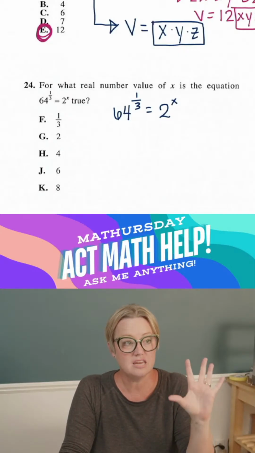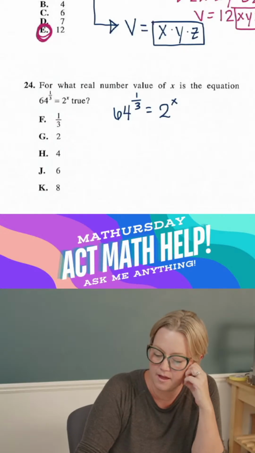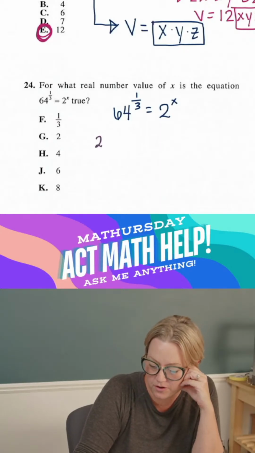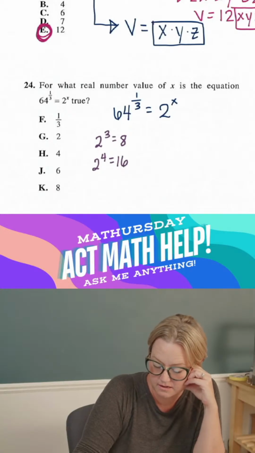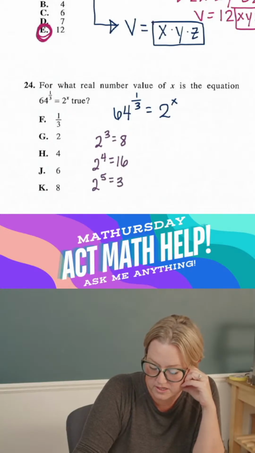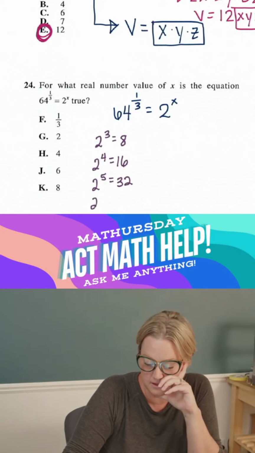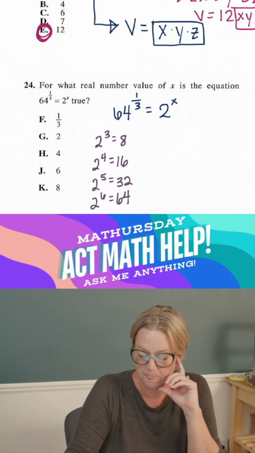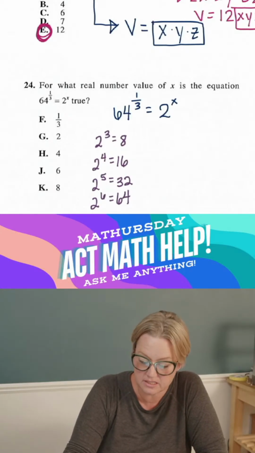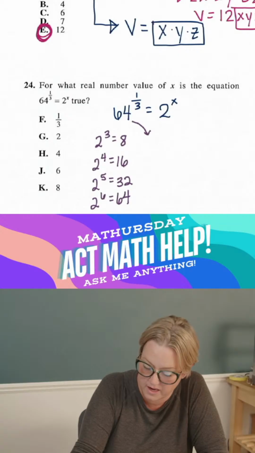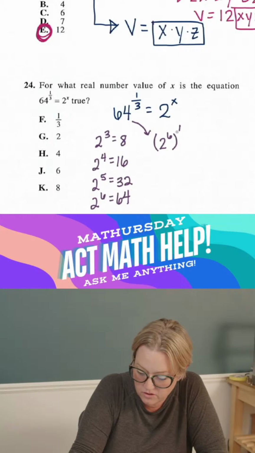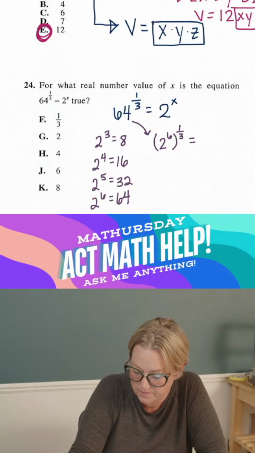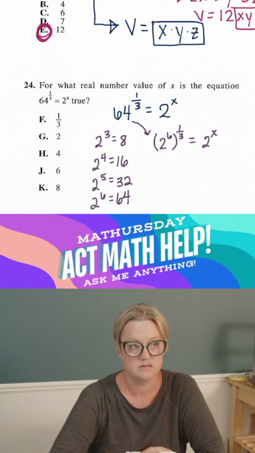So 64. Let's see, 2 to the 3rd is 8, 2 to the 4th would be 16, 2 to the 5th would be 32, and 2 to the 6th would be 64. So I'm going to use that. I'm going to substitute in this 64 and rewrite it as 2 to the 6th. Then that's 2 to the 6th to the 1/3 equals 2 to the x.